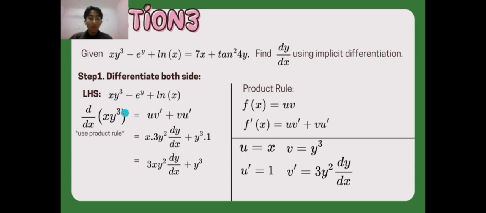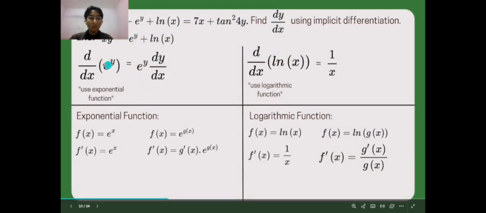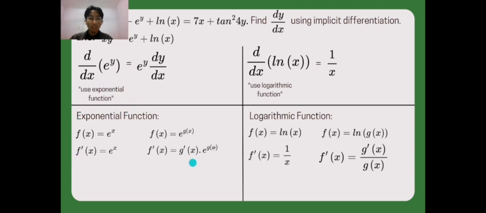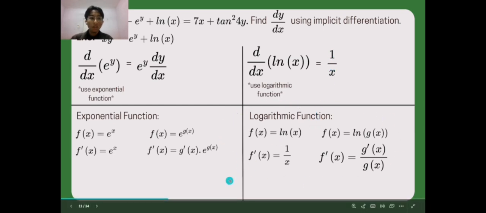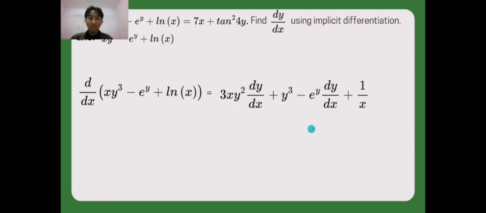For the xy cubed, I will be using the product rule as shown on the screen, and we get the answer here. Next, we will differentiate e to the power of y using the exponential function, and differentiate ln x, which equals 1 over x, as also shown on the screen. Then we've got the answer here for the differentiation of the left-hand side.